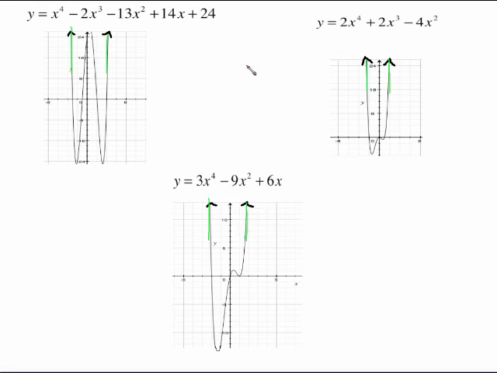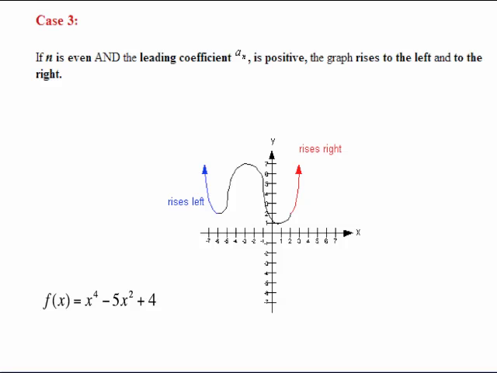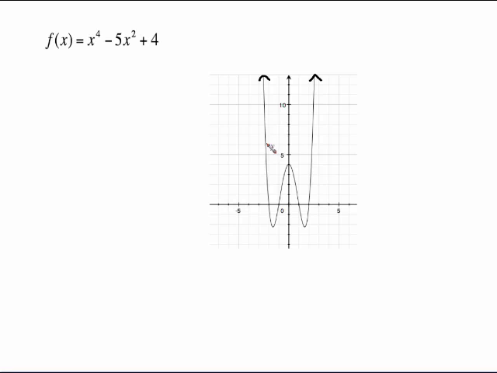Rises left and right for all of these. So this is the idea that you have an even power and you have a positive coefficient. If n is even and the coefficient is positive, that's a 1 right there, then it's going to rise, rise, rise to both sides. Let's graph this one on the next page. There it is. It's rising to the left, rising to the right.